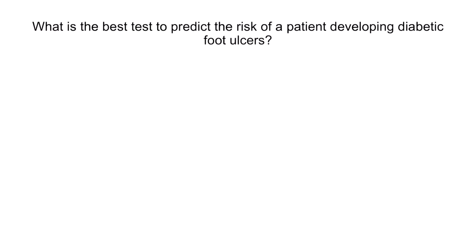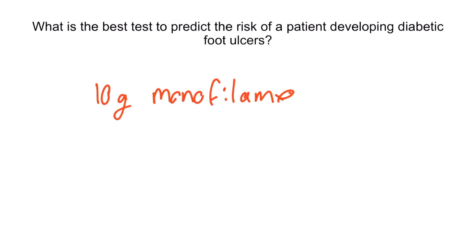Now let's do a question to apply what you've learned so far. So what's the best test to predict the risk of a patient developing diabetic foot ulcers? Feel free to pause the video while you consider the answer. So the answer to this is a 10-gram monofilament test. Remember, this is just a simple test, but it's a very objective way of screening diabetic patients for that loss of pressure sensation. And that concludes this section.